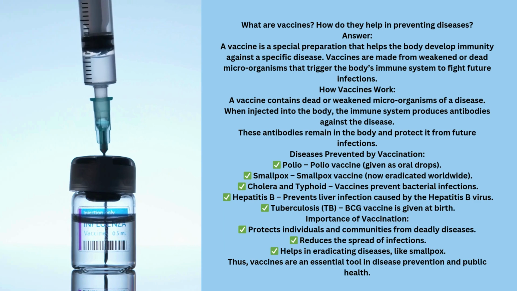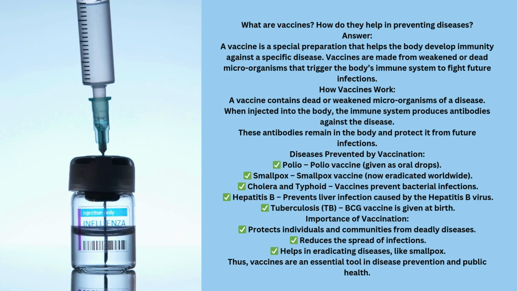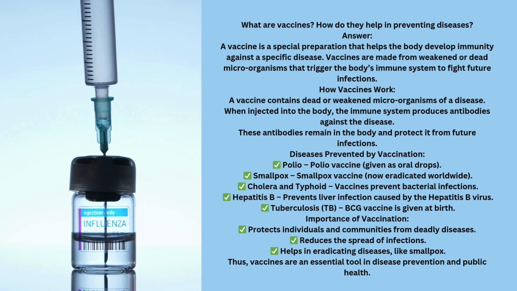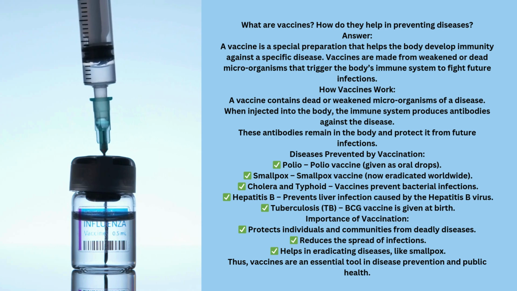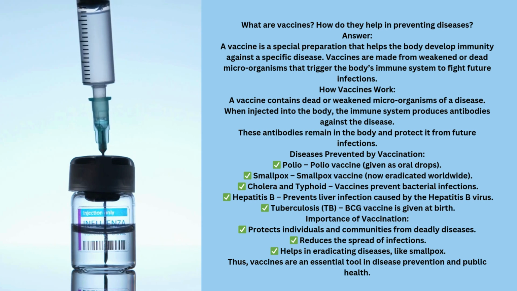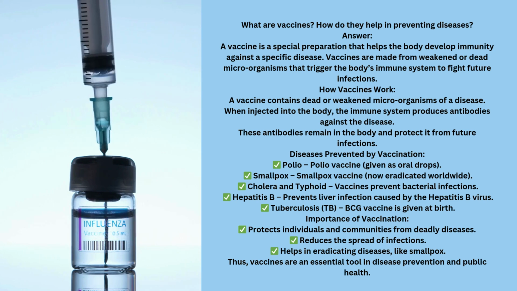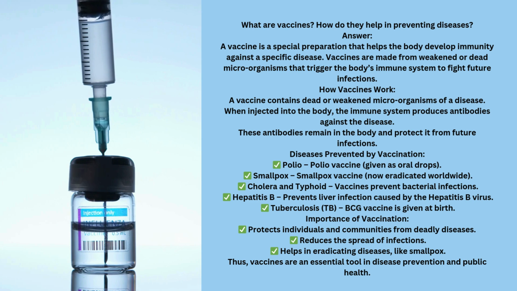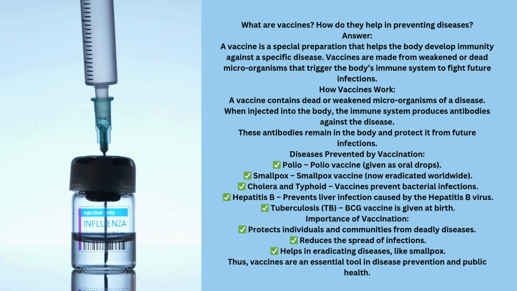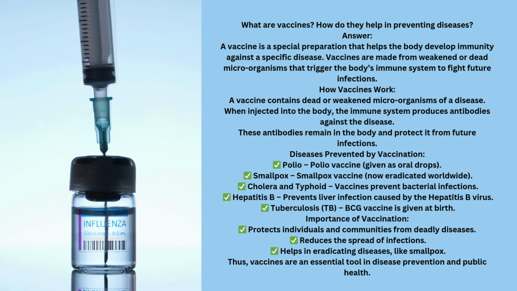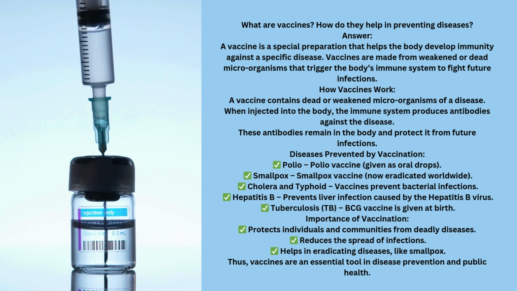Have you ever asked the question, why are vaccines important? A vaccine is a special preparation that helps the body develop immunity against a specific disease. They are made from weakened or dead microorganisms that trigger the body's immune system to fight future infections. Many vaccines, like polio, smallpox, cholera, typhoid, hepatitis B, etc., have already been developed, which are injected to the people.